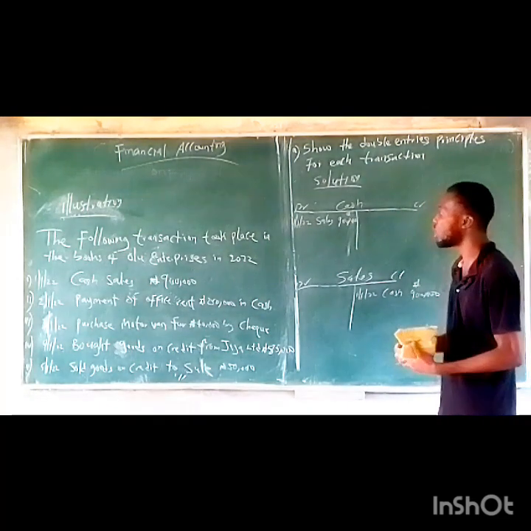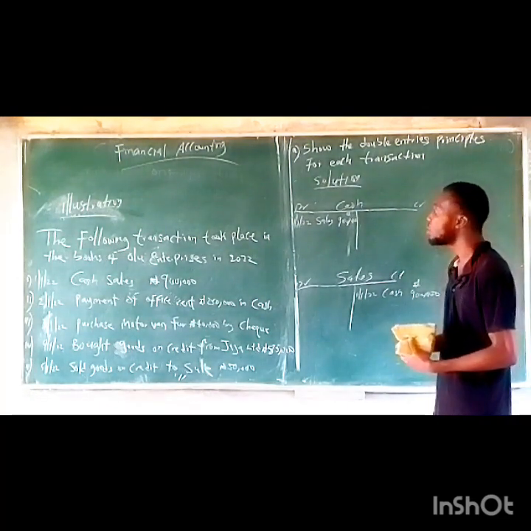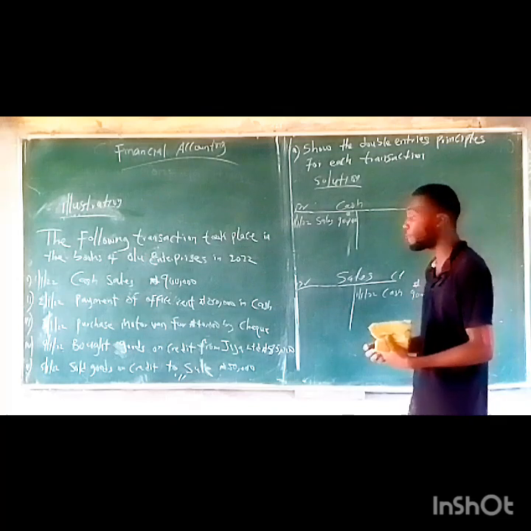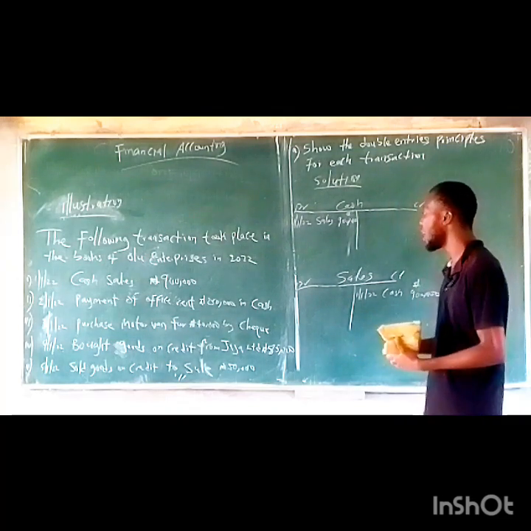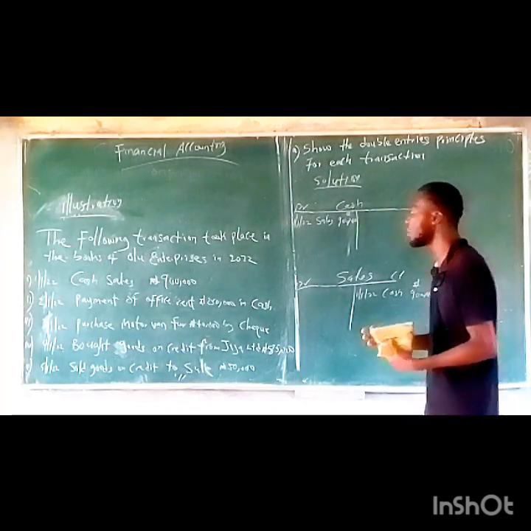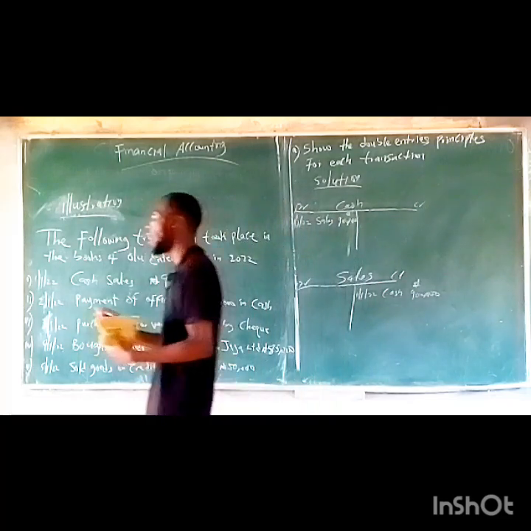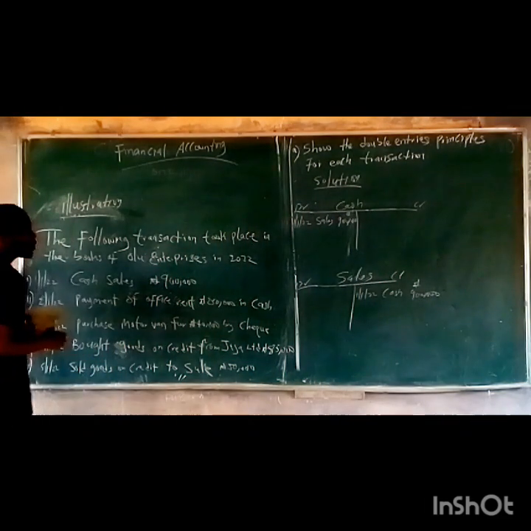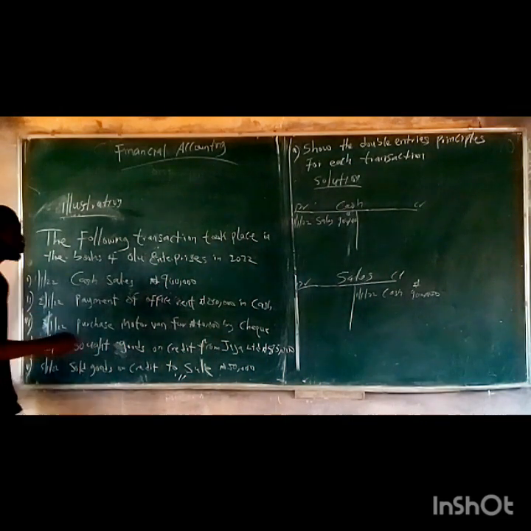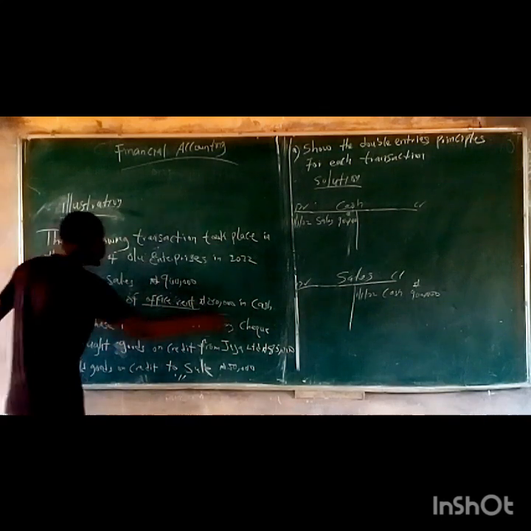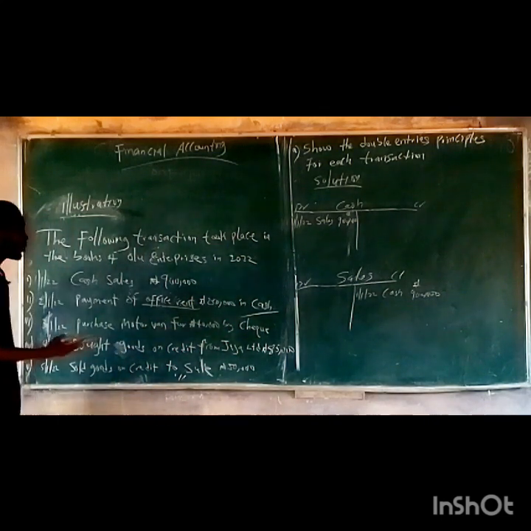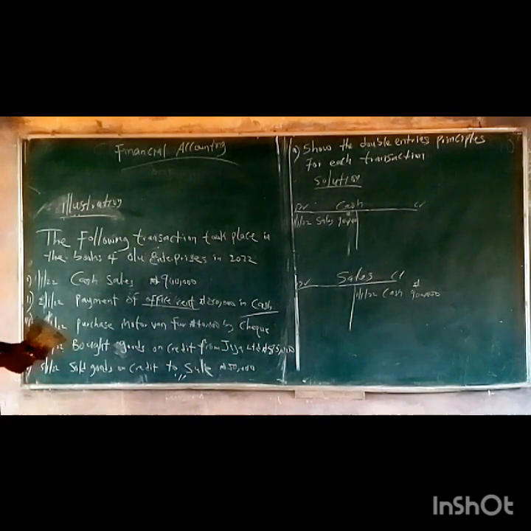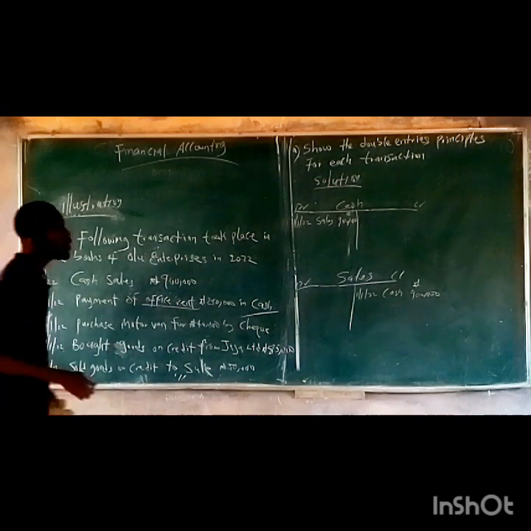Now let's go to the next transaction, which is the 2nd of January 2022. Payment of office rent, 250,000 naira in cash. So now we identify the two major accounts. What are the two major accounts you need to prepare there? Which is the office rent and that of the cash. That's the two major accounts there. So now how do I prepare that?